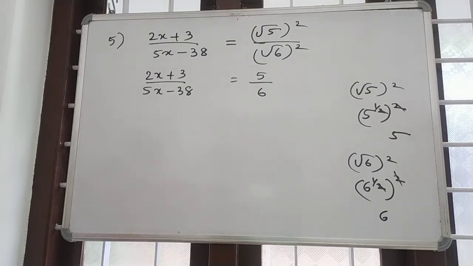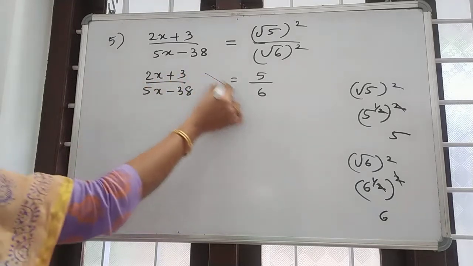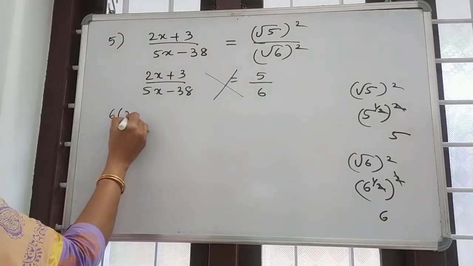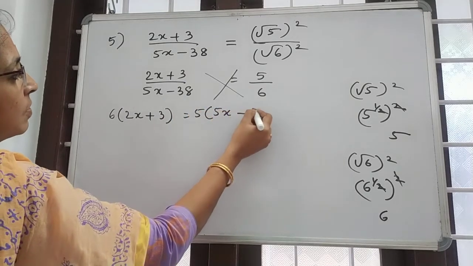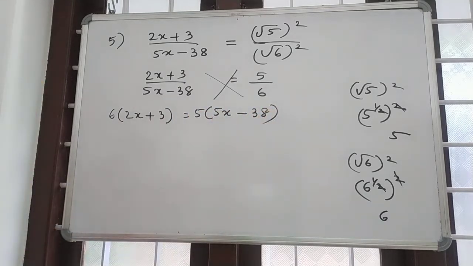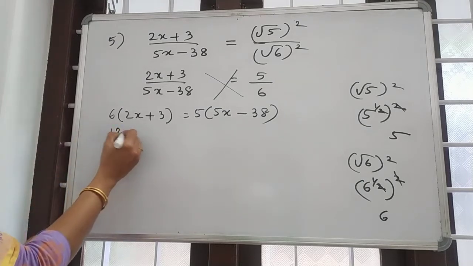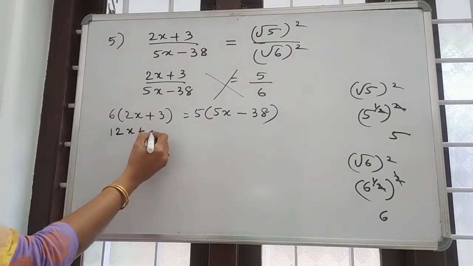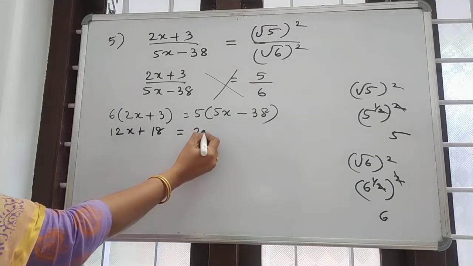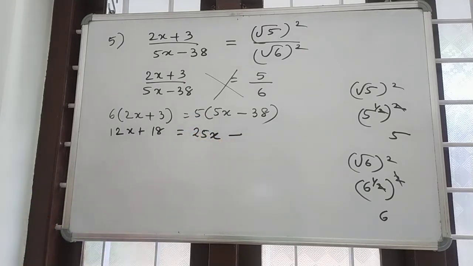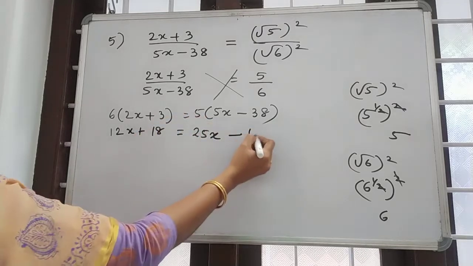So cross multiply. We want to find the value of x, so for that we cross multiply. We are getting 6 into 2x plus 3 is equal to 5 into 5x minus 38. So 12x plus 18 is equal to 5 into 5, 25x, minus 38 into 5 is 190.